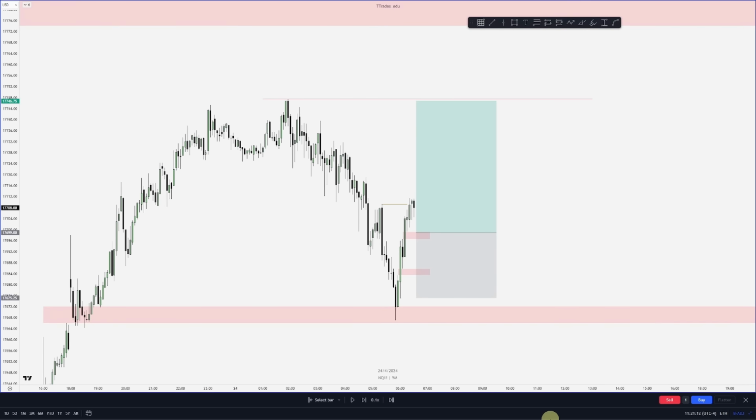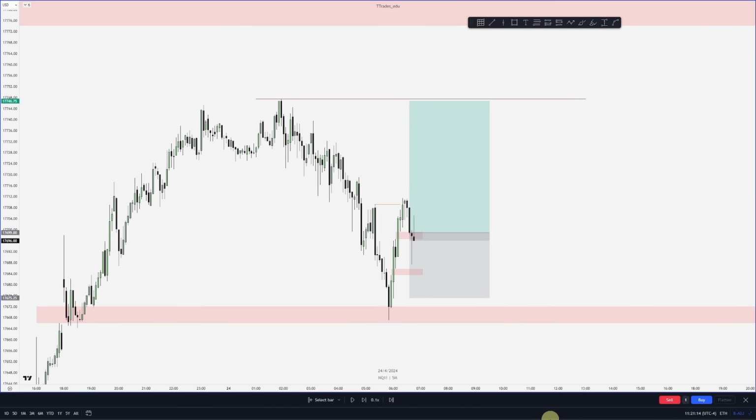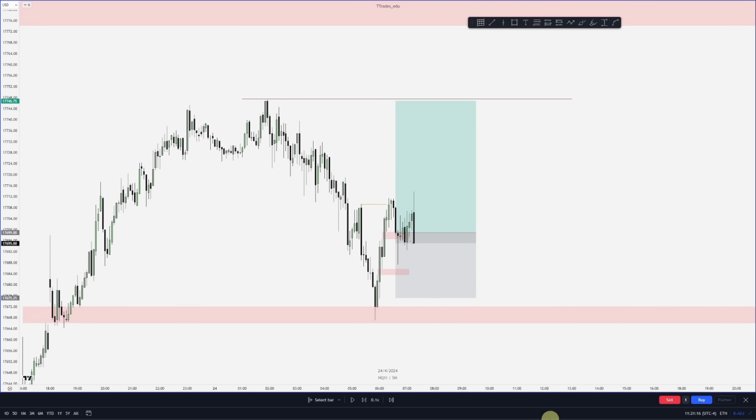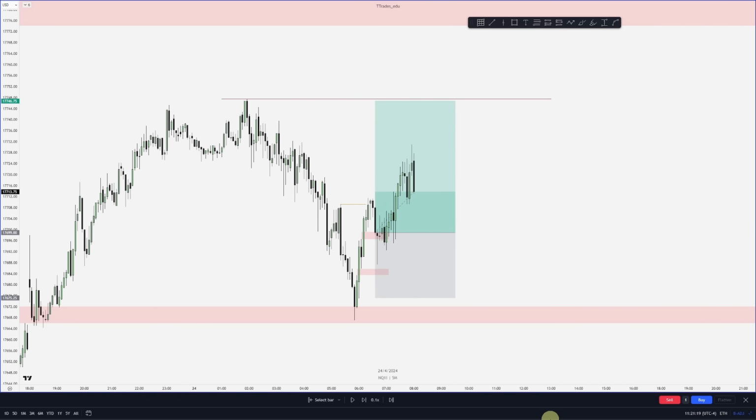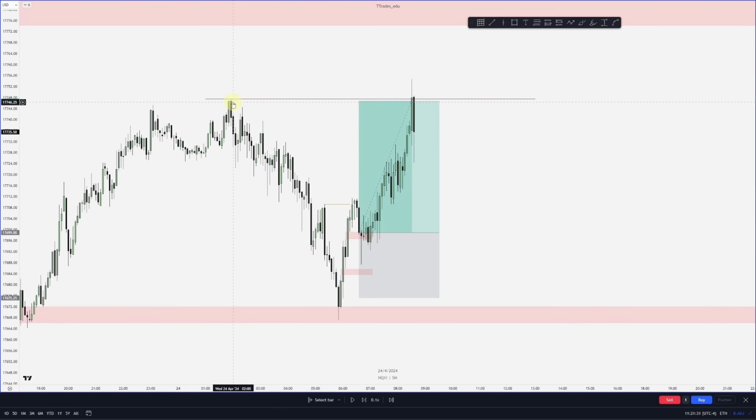So letting this play out, let's see what happens. So there we get tagged in. And we get a move higher towards these highs, completing the move from internal liquidity to external liquidity.